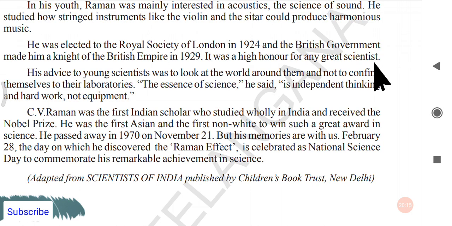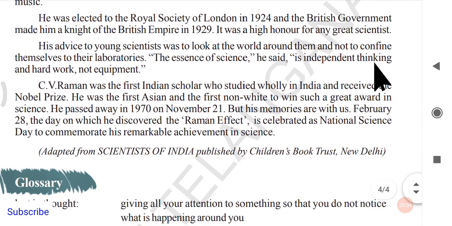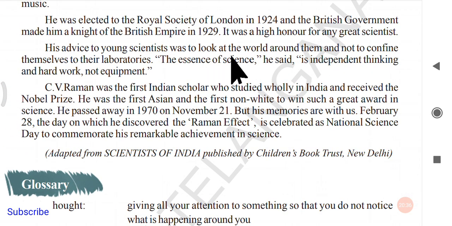He was very talented, and because of that, the London Royal Society also awarded him. He also got a Knight of the British Empire in 1929. So he started getting all these awards, prizes, and honors. His advice to the young scientists was to look at the world around them and not to confine themselves.